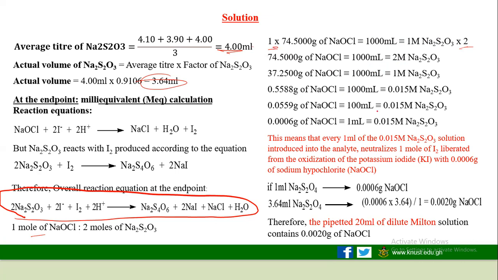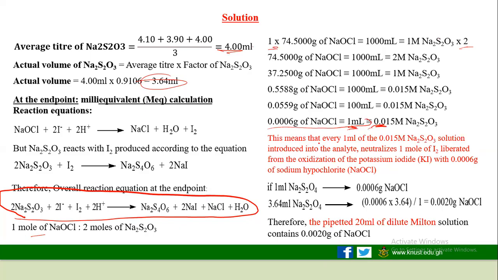Then we step the concentration down to the concentration in the question. We step the volume down to 1 ml. So this is a milliequivalent calculation, because we are stepping it down to 1 ml, right? Then we get our corresponding mass. Now let's read this.